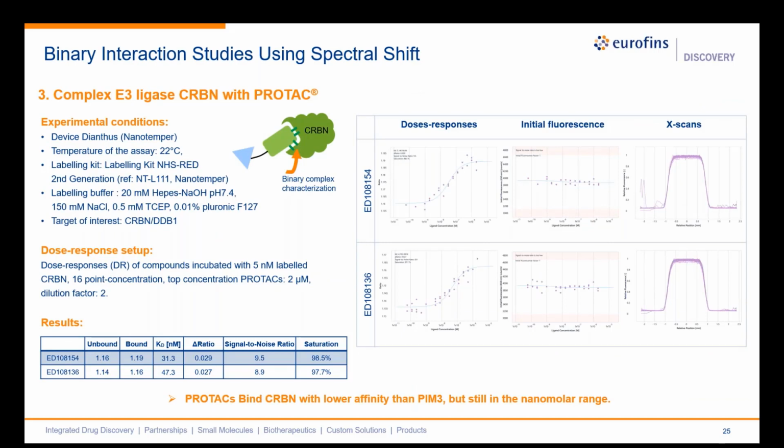We also characterized the binding of the two PIM3 PROTACs to the E3 ligase CRBN using spectral shift technology. CRBN was labeled with the labeling kit NHS red, and dose response of PROTACs was tested with a twofold dilution factor. As you can see, the pomalidomide moiety of the two PROTACs binds to CRBN with an affinity in the dozens of nanomolar, which is in agreement with the literature.